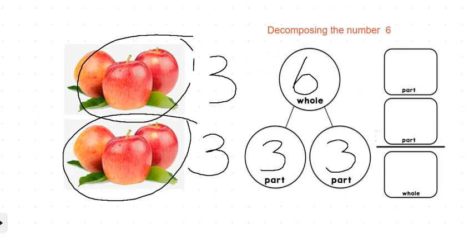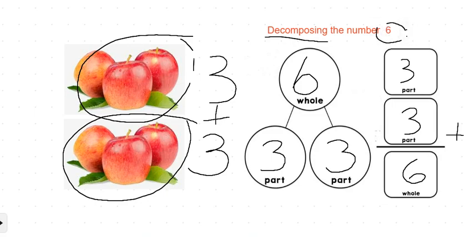So 3 and 3 gives you 6. That's part, part, whole. 3 plus 3 gives you 6. Yes, it does. This addition thing is getting good, right? So you're decomposing. That means you're looking for how many different ways you can actually make 6. Isn't this easy? Yes, it is. Let's keep going.